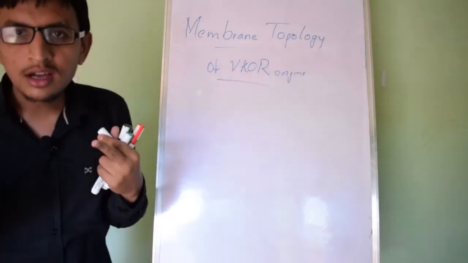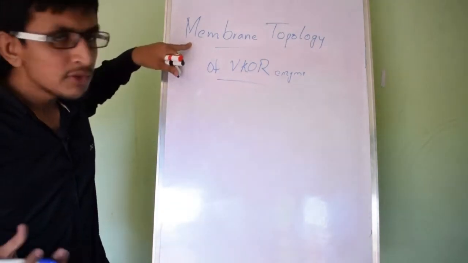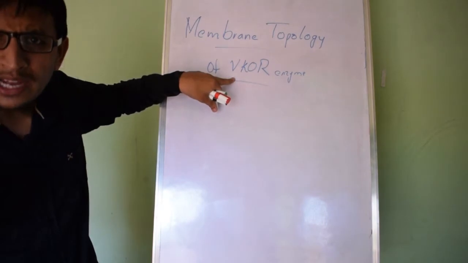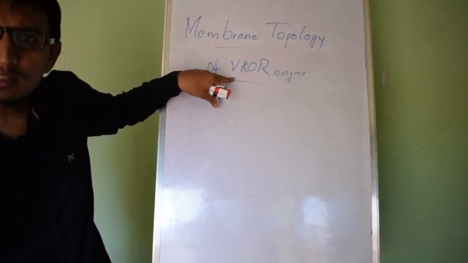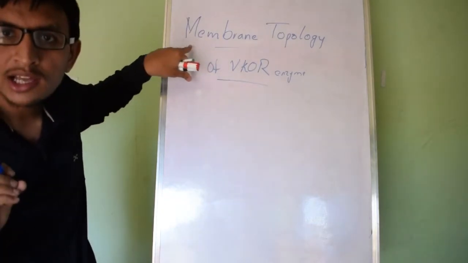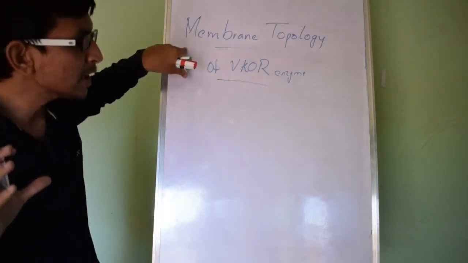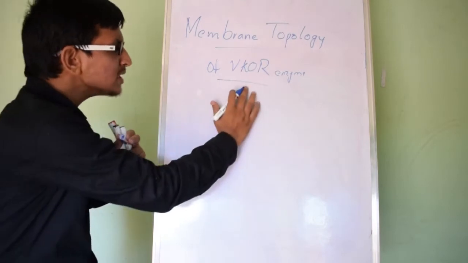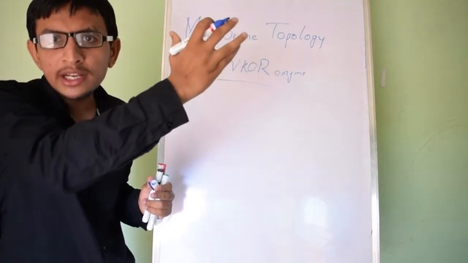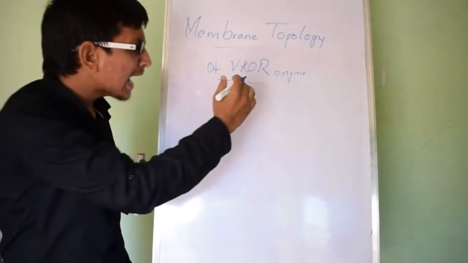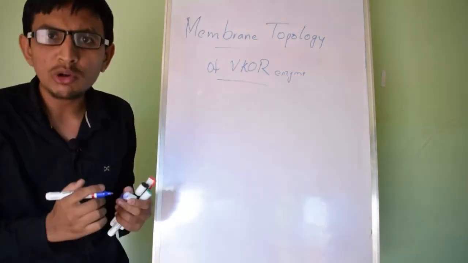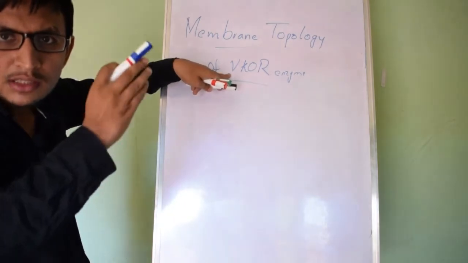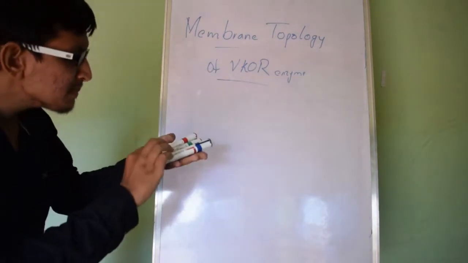See, if you really want to know how this vitamin K epoxide reductase enzyme is present at the level of the endoplasmic reticulum, you must study this membrane topological nature. Once you study the membrane topology of vitamin K epoxide reductase enzyme, you can assume how this enzyme is being oriented or spanning the membrane of the endoplasmic reticulum. Let's try to know how it spans the membrane of the endoplasmic reticulum.